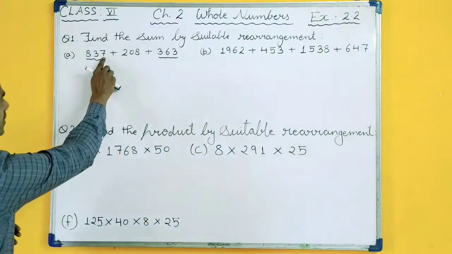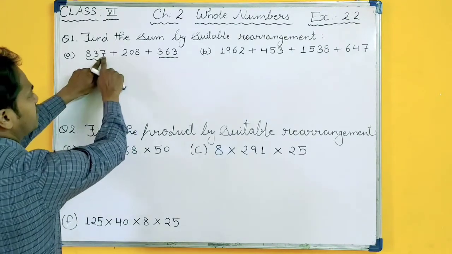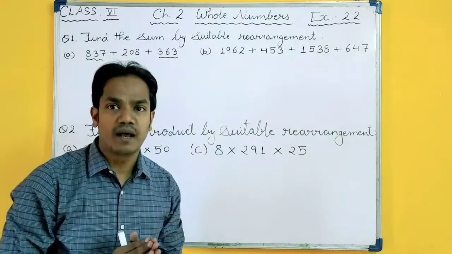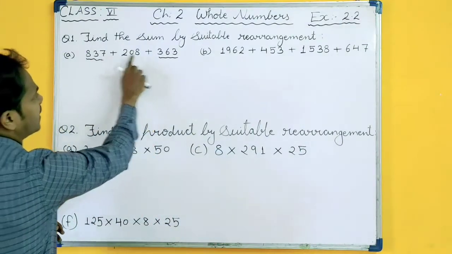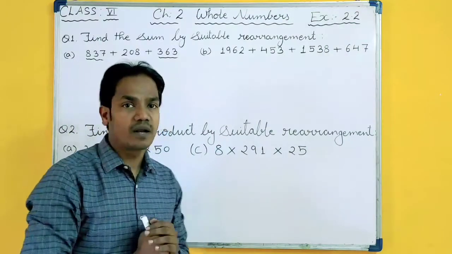Okay. So if I add 837 plus 208, I will add on the unit place. I will check. 7 plus 8 is 15. So this is not the suitable arrangement. Then I will check 7 and 3. 7 plus 3 is 10. I am getting 0. So this is your proper arrangement.